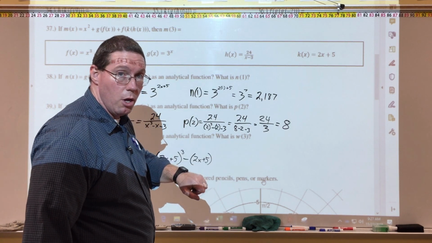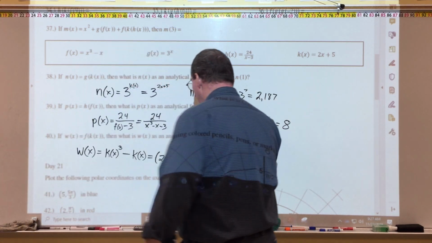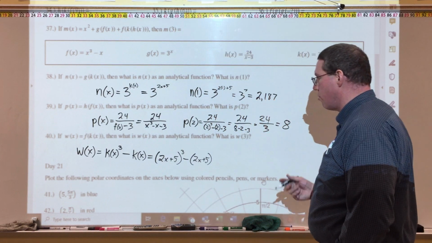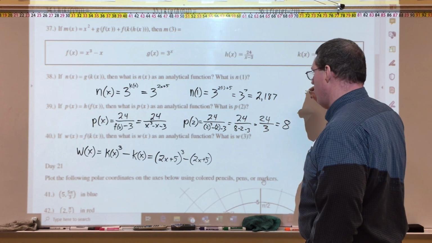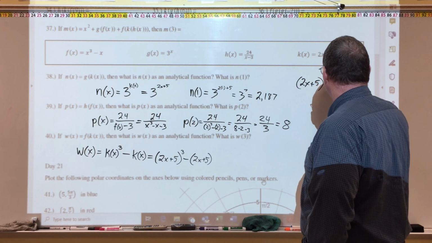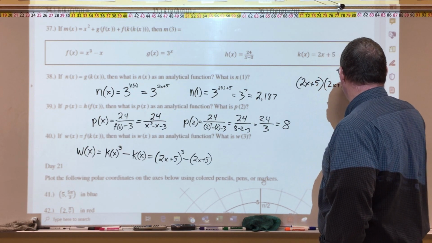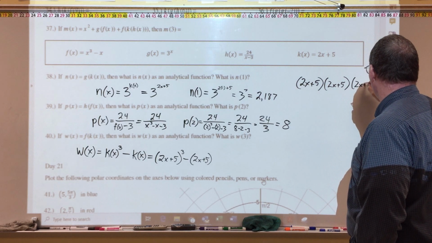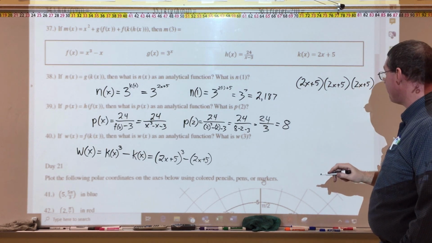its standard form, what you're now going to have to do is expand 2x plus 5 times 2x plus 5 plus 2 times 2x plus 5. And so we got 2x plus 5 times 2x plus 5 times 2x plus 5. This is sort of crazy.